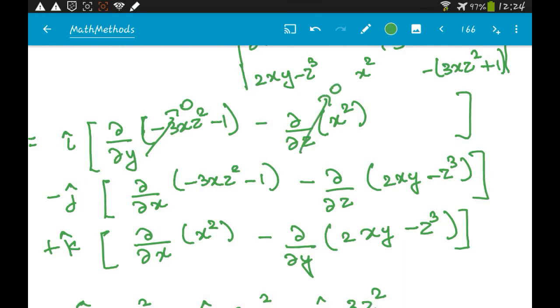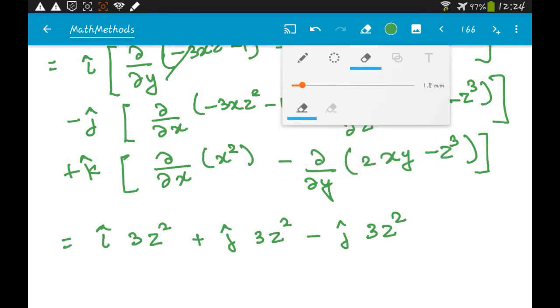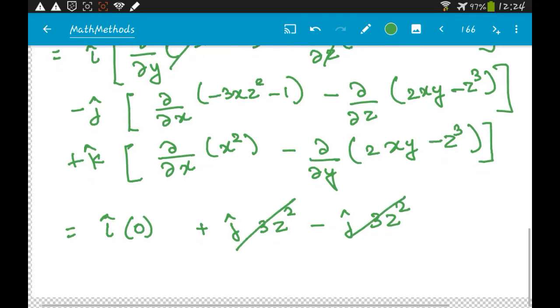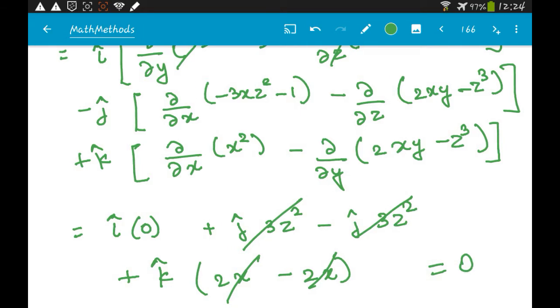So this is going to be 0. So i into 0 plus j into 3z square plus j into 3z square, so this gets cancelled, and then plus k into 2x minus 2x. So this gets cancelled, so you're going to get 0, right? Therefore, F is conservative. Alright.